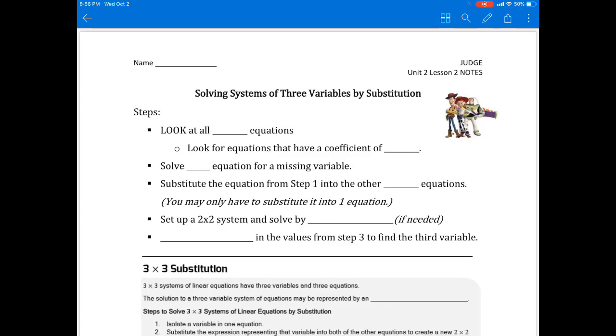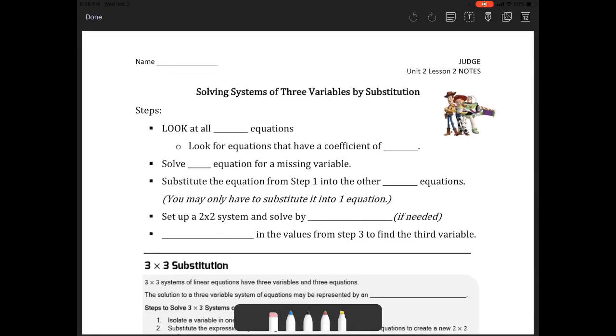Okay guys, so now we're going to be looking at 3 by 3 equations. So that means we're going to have 3 different linear equations, and we're going to be doing 3 by 3 substitution. So first we're going to go through the steps, and just like we've done on the other ones, we're going to have 2 different versions of it so y'all can understand 2 different ways.